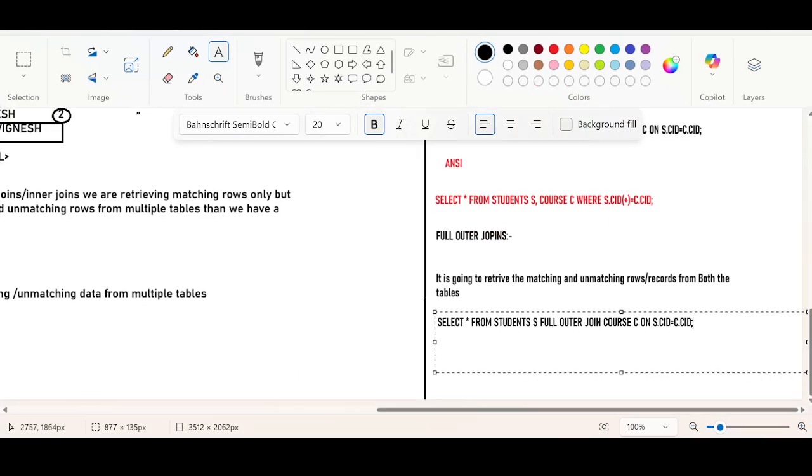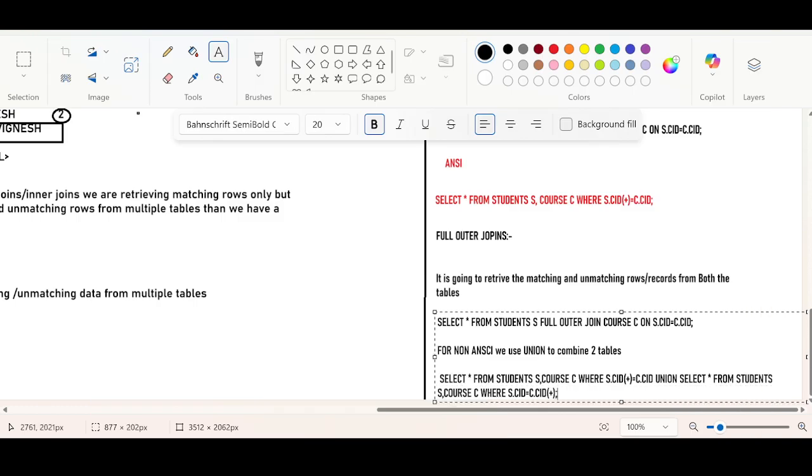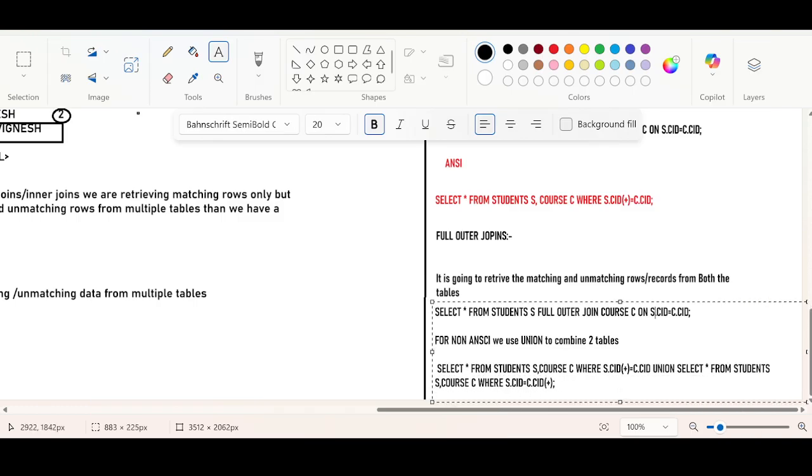Union is going to come into the picture. We use union to combine two tables. And what is the query? This is the query.